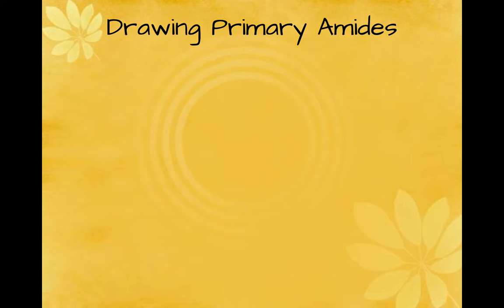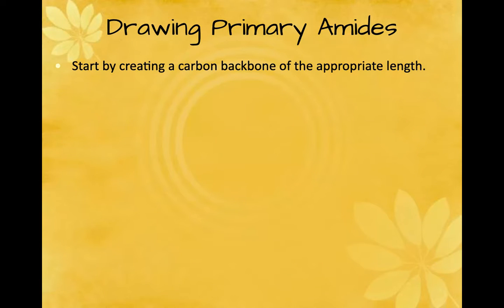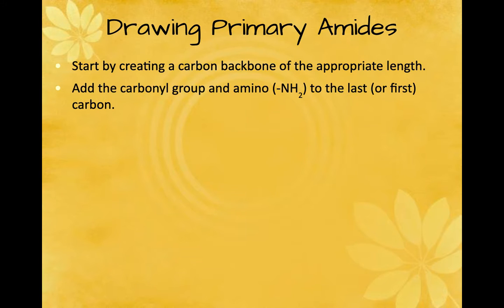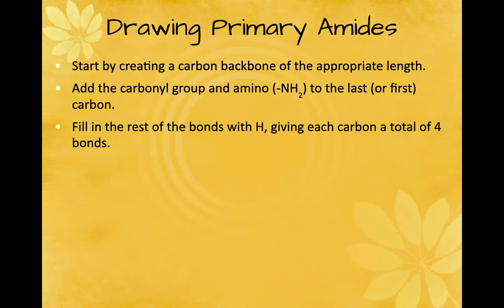Now, how do we draw the primary amides? So again, we create that carbon backbone of the appropriate length. Then we're going to add the carbonyl group and the amino group to the last carbon, or the first carbon if you prefer. And then fill in the rest of the bonds with H so that each carbon has a total of 4 bonds.